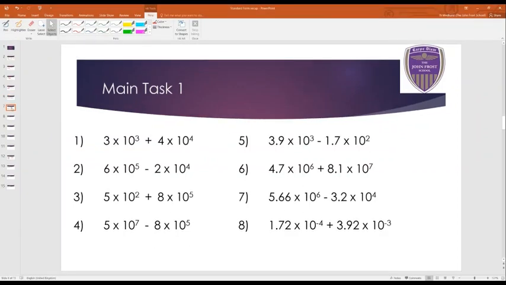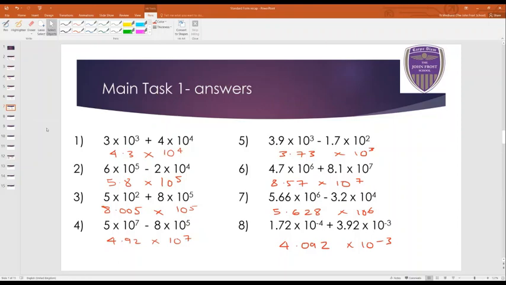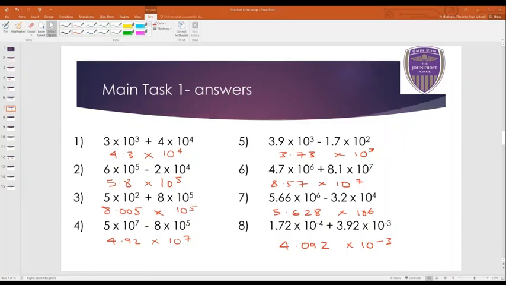Okay, welcome back then. So here are the answers for the first task. Okay, so I would press pause again, just have a look at the answers, jot down any corrections that you need to, and then press play when you're ready to move on, please.